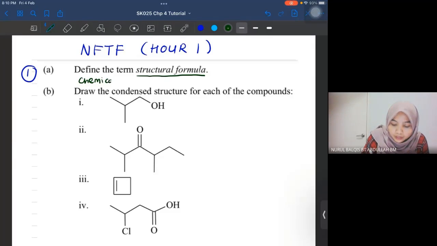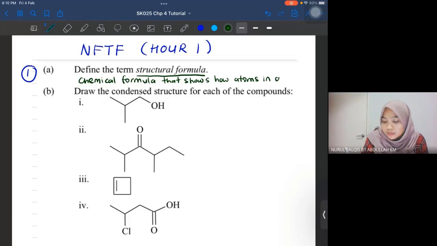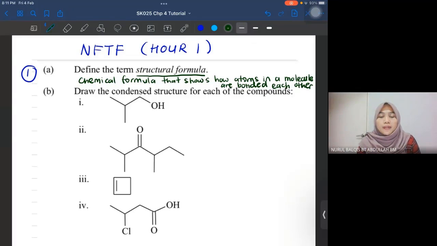Chemical formula that shows how atoms in a molecule are bonded to each other. Bonded maksudnya kena tunjuk lah. Kalau mana yang perlu tunjuk bond, tunjuk lah. Bonded to each other. Okay, definitions kena tahu sebab daripada definitions lah baru boleh buat keluar apa contoh-contoh yang kita dah buat.